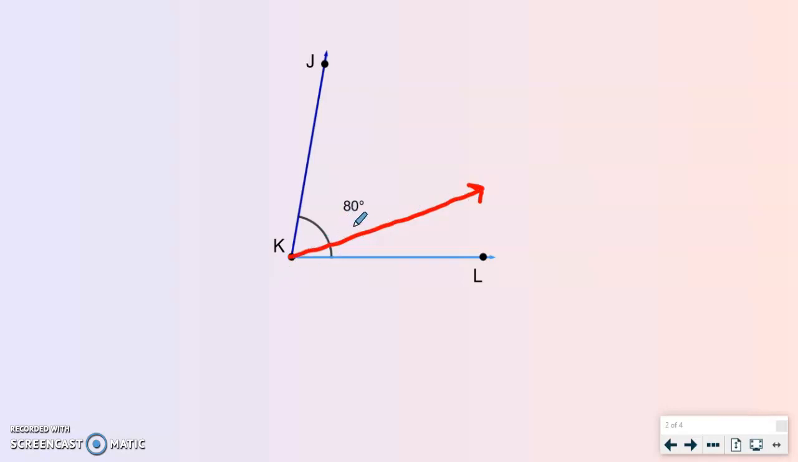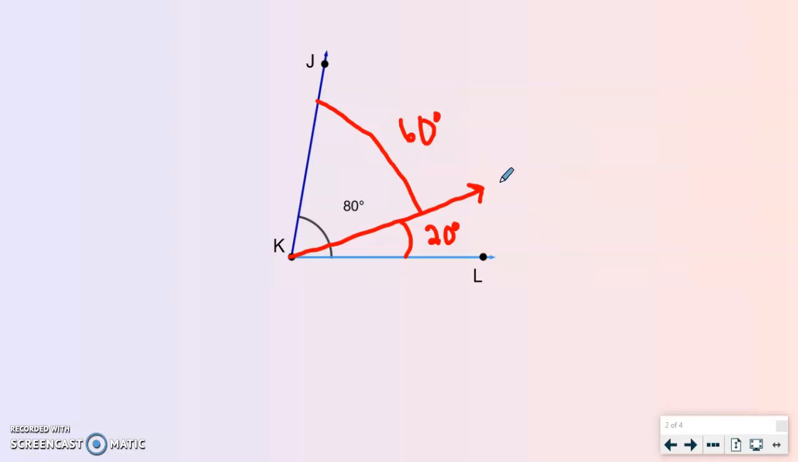Now, if this was on a piece of paper and I cut the paper along this line, I would have two new angles. I would have this angle here, and I would have this angle here. If I measured these two angles, they should add up to 80 degrees. I'm not going to grab the protractor, but I'm just going to estimate. So this one, let's say, is 20 degrees, and this larger portion would be, we'll say, 60 degrees.